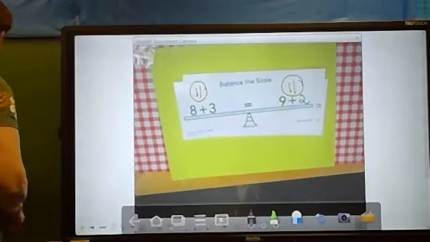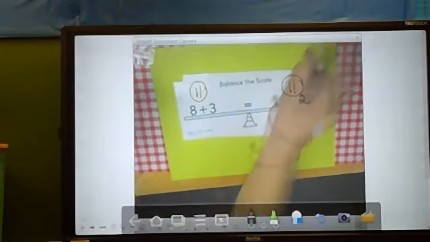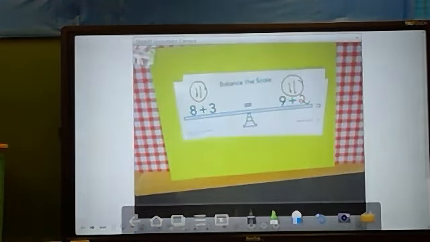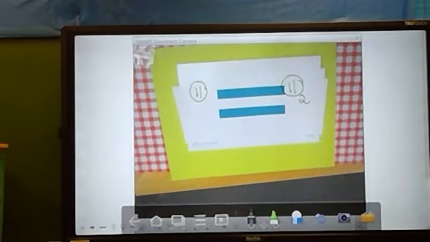All righty, so the important thing to remember is that this is our equal sign, okay? And an equal sign means that both sides have the same amount or are balanced, just like a seesaw, okay? The equal sign is like the middle of a seesaw. Both sides need to be the same to balance the seesaw, okay?